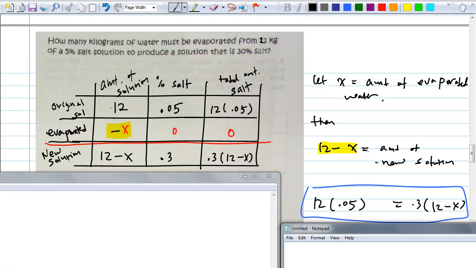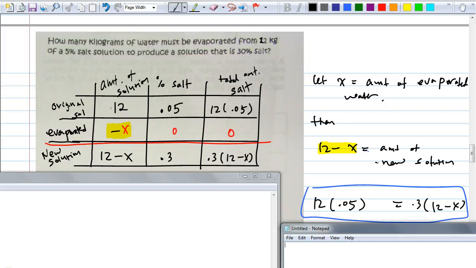Who could explain why we get this equation? Who could explain to the class? Imagine what's happening here. What does 12 times 0.05 represent? And what does 0.3 times 12 minus X represent? No one knows why? Emily, try it. Because the 12 times 0.05 is the original solution, and then you're subtracting how much salt was evaporated. Wait, no, sorry. Yeah, keep going. And then that equals the new solution.